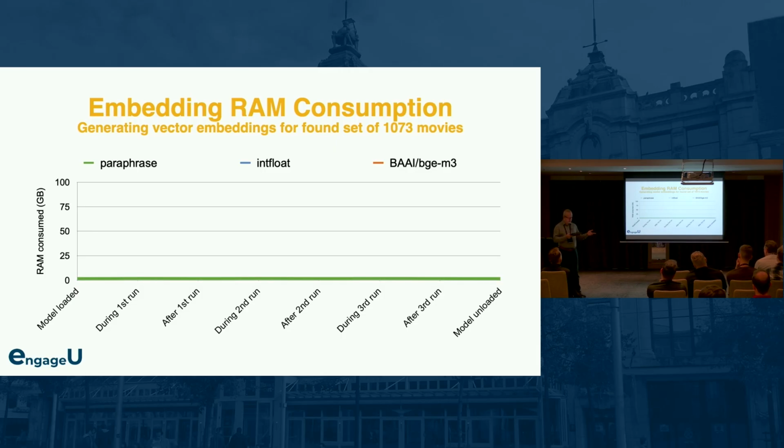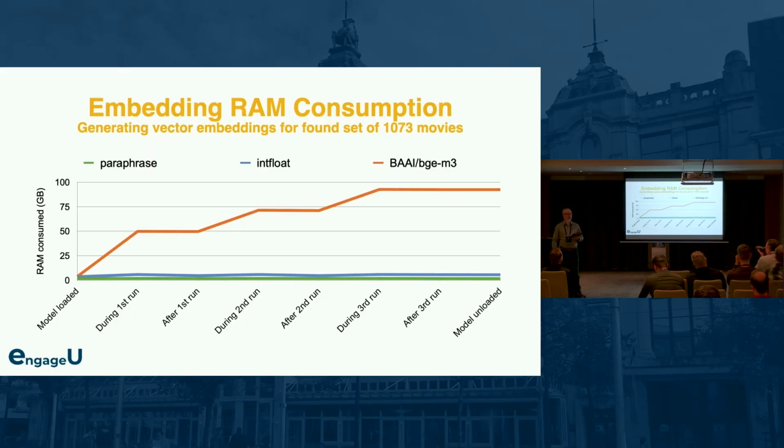and no change. I actually ran the embeddings 3 times. So I just ran the generate embeddings for the whole movies database once, then regenerated them, and then regenerated them again. With the second model from Infloat, it was similar. It was just a little bit more because it's a bigger model. But when I was testing the third model, the BAAI one, this is what I got.